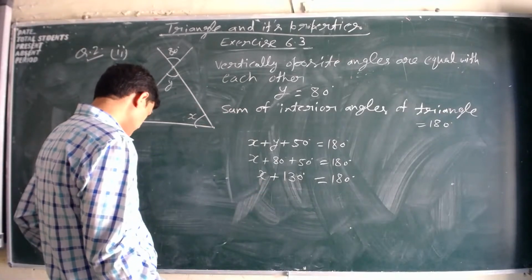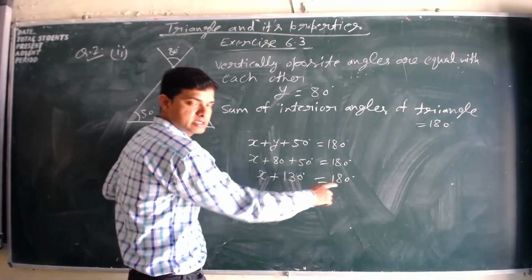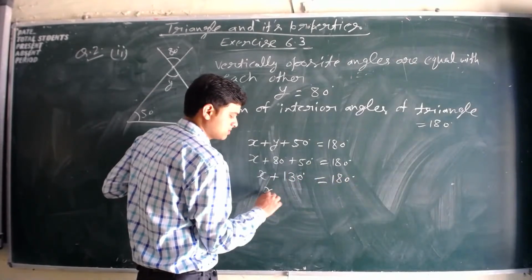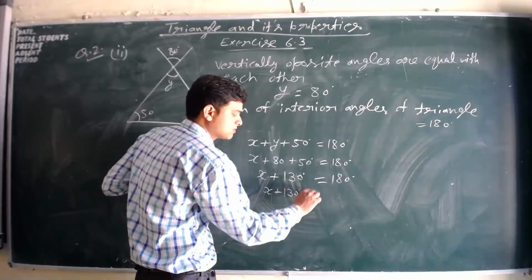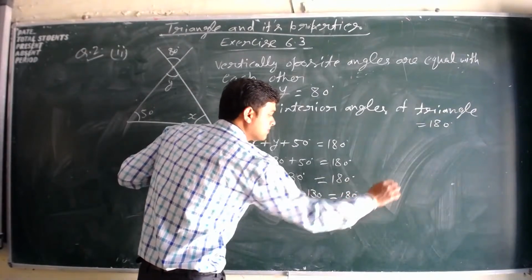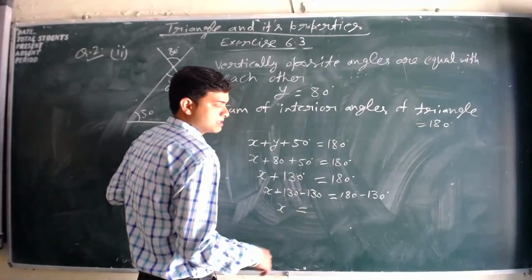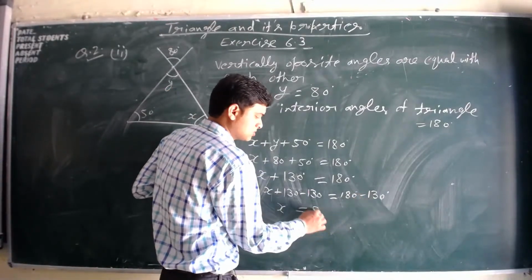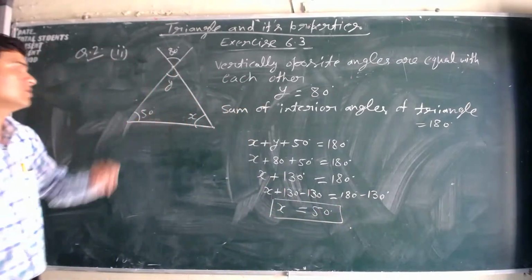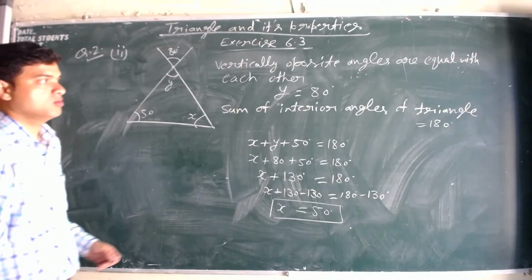For this, we have a simple method, that is we subtract the same amount from both sides. So we have to eliminate 130, so we subtract the same amount, 130, from both sides. So x plus 130 minus 130 is equal to 180 minus 130. Now 130 minus 130 is equal to 0, and 180 minus 130 is equal to 50. Okay. Now the value of x is equal to 50. Clear? Any doubt, guys? No.